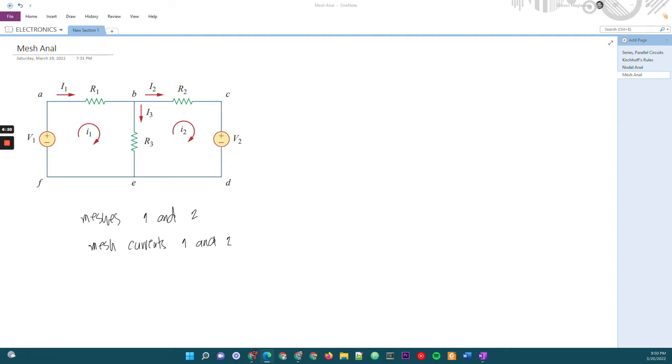Okay, so to illustrate this one, we'll have a quick example on looking at a particular circuit diagram, and then try to apply mesh analysis. Okay, so let's take a look at this figure. Again, let's consider this figure. Okay.